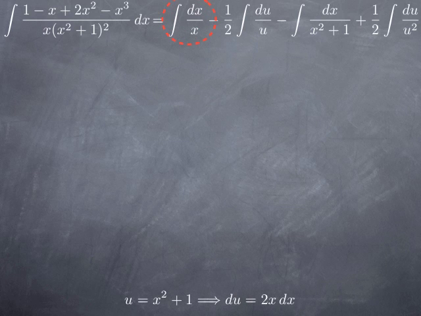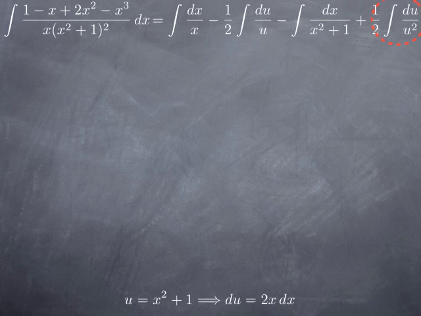So for the integral of dx over x, we get just natural log of absolute value of x. Here we're going to get negative 1/2 natural log of absolute value of u. For this fraction, we can use our formula with the arctangent. Here, this is really just arctangent of x.